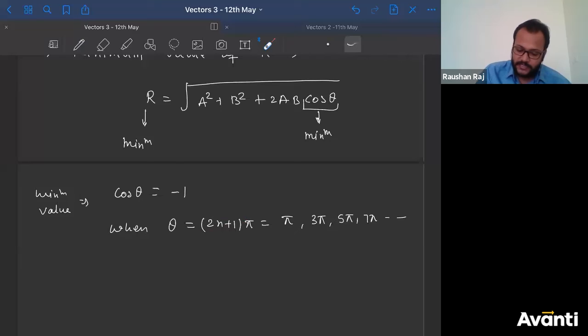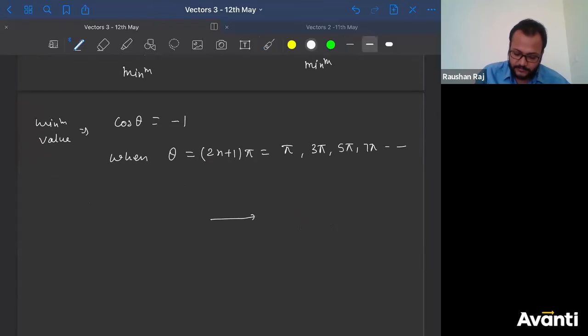What is the meaning of this angle pi or 3 pi? Look, if you have vector A in this direction, then there should be a vector B which will make an angle of pi with A. That means B should be like this. Then only the angle will be pi, right? So what happened here? Can I say that they are opposite to each other? They are what?